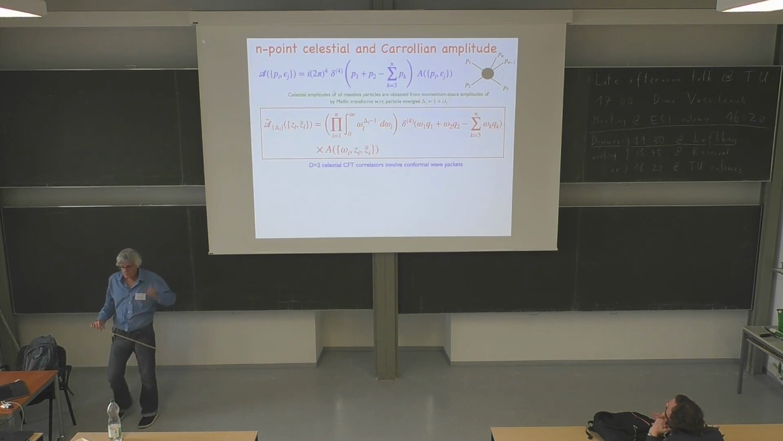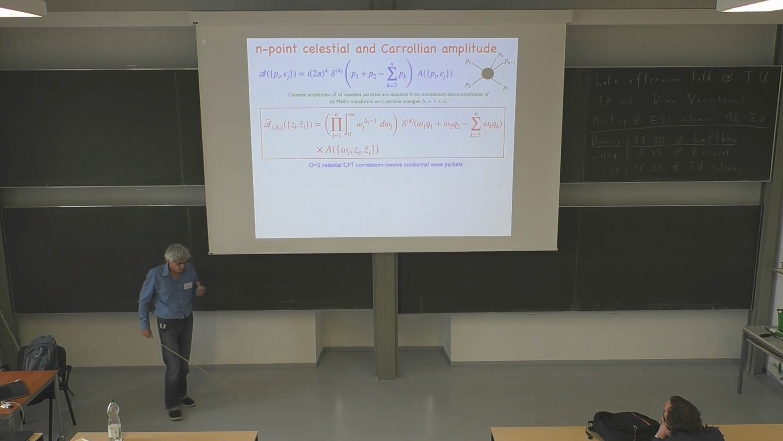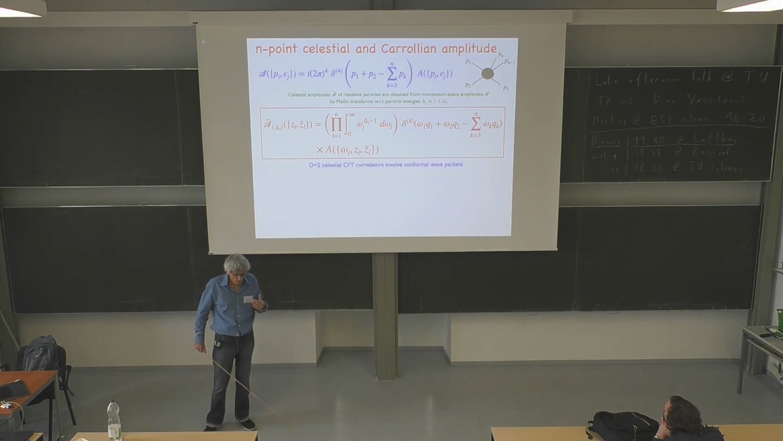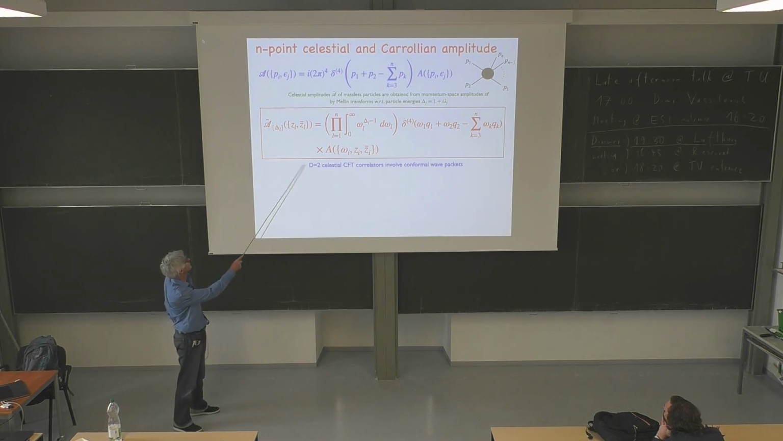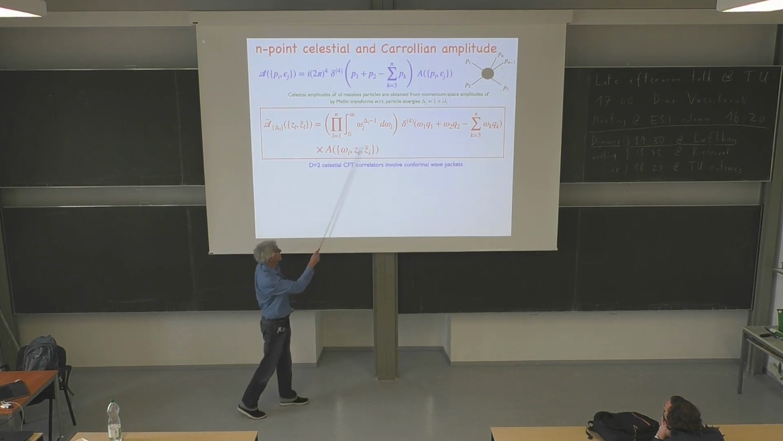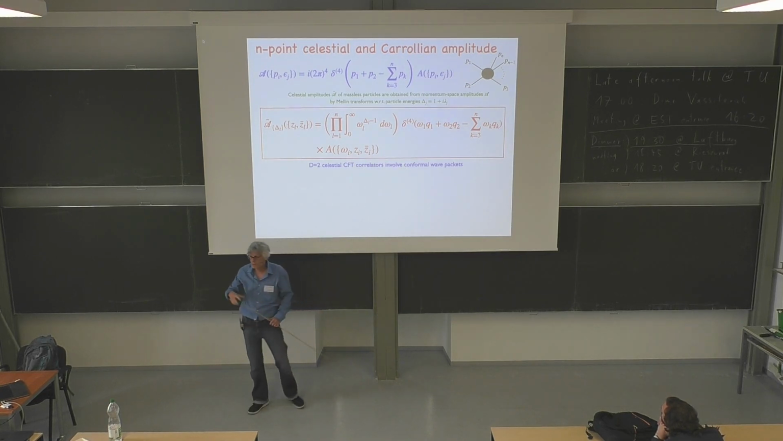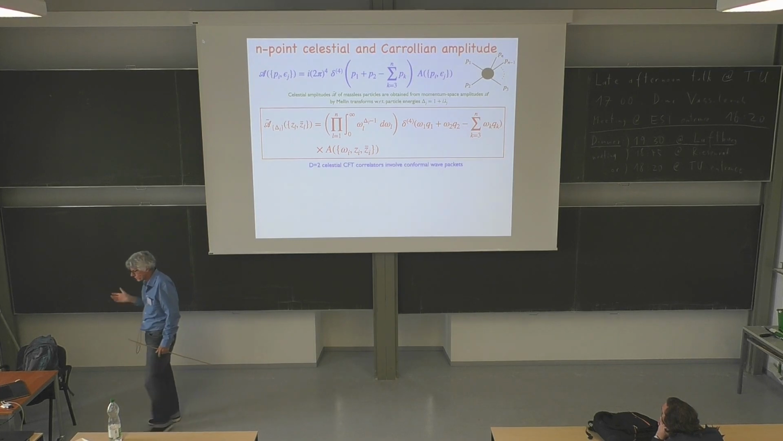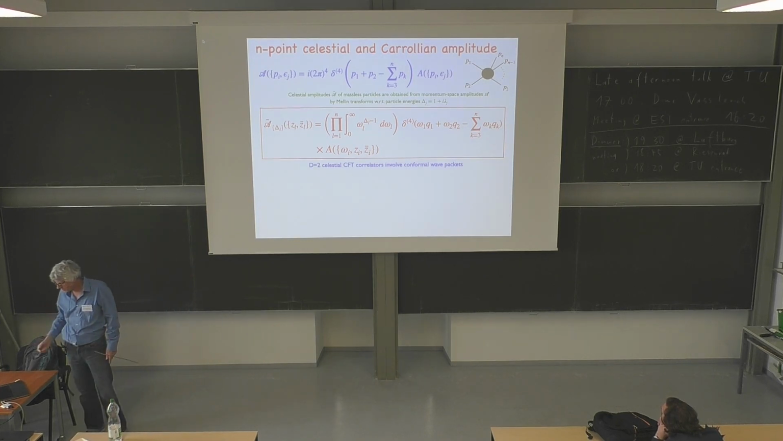So I have told you already that you do this to convert from the momentum eigenstates to the conformal primaries of the celestial sphere. You do this Mellin transform. So that means now we have this n-fold Mellin transform on these n particles. And of course, now the rest we just rewrite in terms of these celestial coordinates. So this is all just a triviality so far.